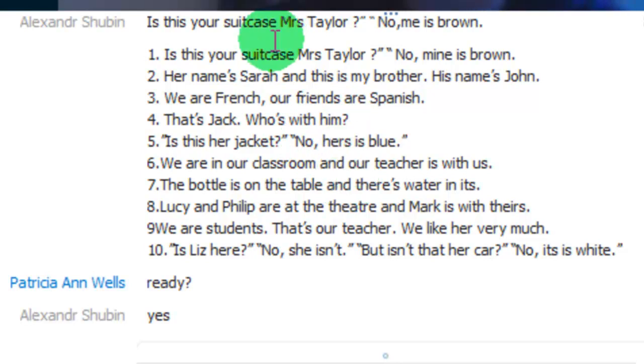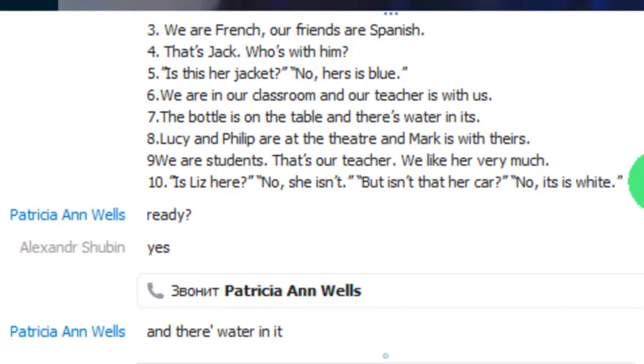We are in our classroom and our teacher is with us. Very good. The bottle is on the table and there's water in it. Be careful. The bottle is on the table and there's water in it. Okay.